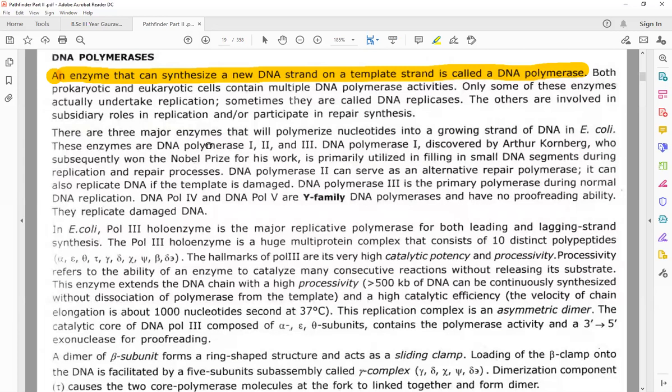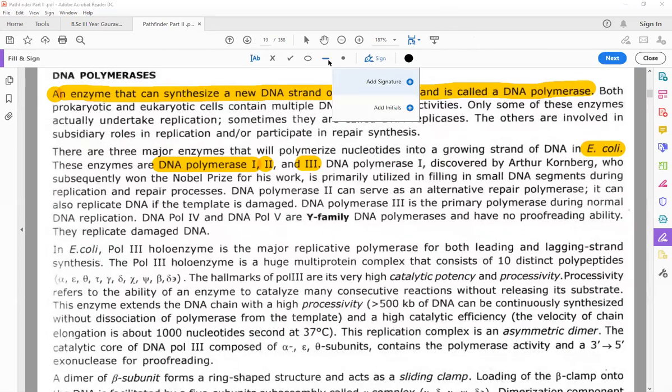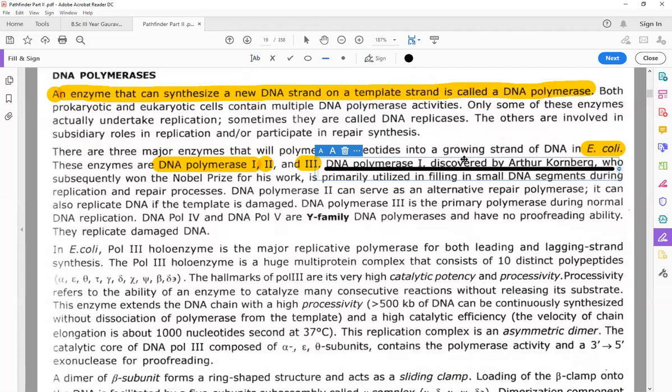Now, DNA polymerases have been categorized into several different types. For example, the DNA polymerases in E. coli, which we are going to talk about, can be DNA polymerase 1, DNA polymerase 2, DNA polymerase 3, and so on. The most important DNA polymerase among all is DNA polymerase 1, which is also referred to as the Kornberg DNA polymerase.